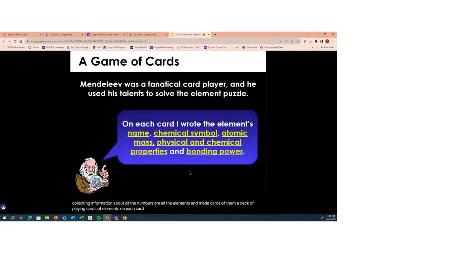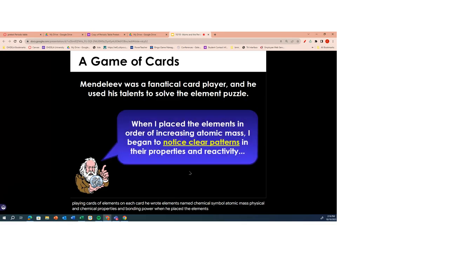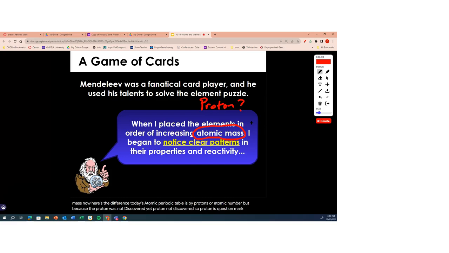On each card, he wrote the element's name, chemical symbol, atomic mass, physical and chemical properties, and bonding power. When he placed the elements in order by increasing atomic mass, now here's the difference. Today's periodic table is ordered by protons, or atomic number, but because the proton was not discovered yet, they used atomic mass.